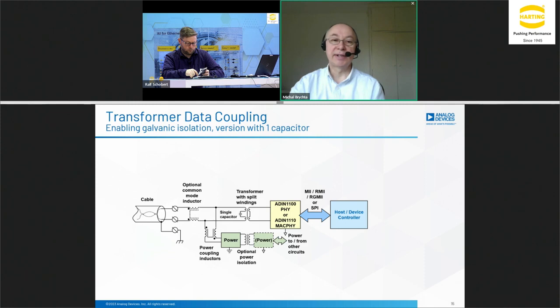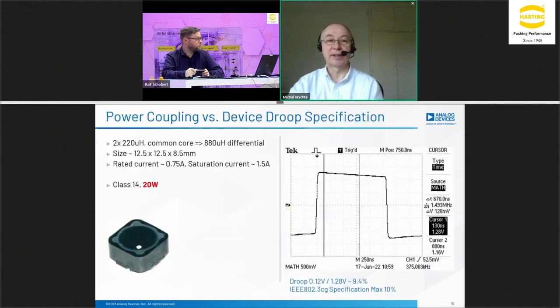Because the inductor is differential, the current flows through both windings and saturates the magnetic core, so the inductor has to be appropriately sized for the level of power it is supposed to deliver. Let's have a look at the inductors. An example is about 12.5 by 8.5 millimeters. That's the size of the inductor.